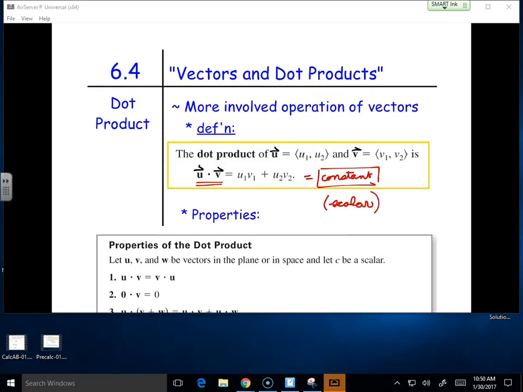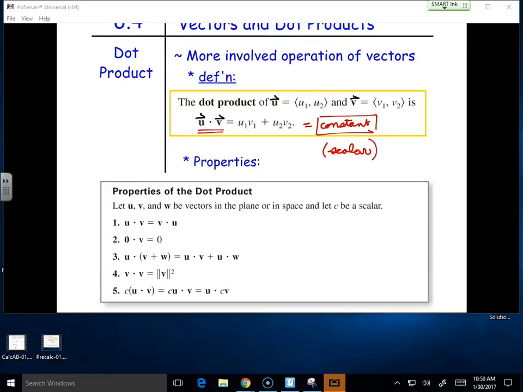Down below, you guys do have the properties, and since the dot product behaves differently, I would write these down. We didn't write the ones down that were easier and made sense. And even though some of these might be easy and make sense, there's a few, especially like number 4, that are a bit different than we might have expected. Vector v dot vector v is the magnitude of v squared.